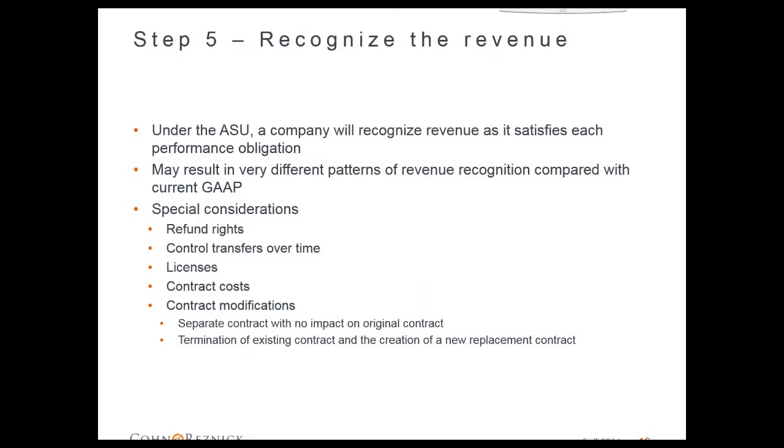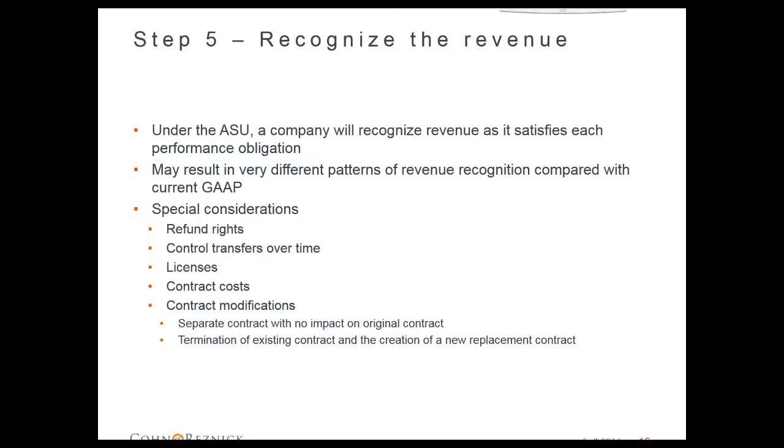Step 5, recognizing the revenue. Finally, the company will recognize revenue as it satisfies its performance obligations. Put another way, revenue is recognized each time a company transfers a good or service to the customer and the customer obtains control over the delivered item. While these principles seem straightforward, they may result in very different patterns of revenue recognition compared with current GAAP.